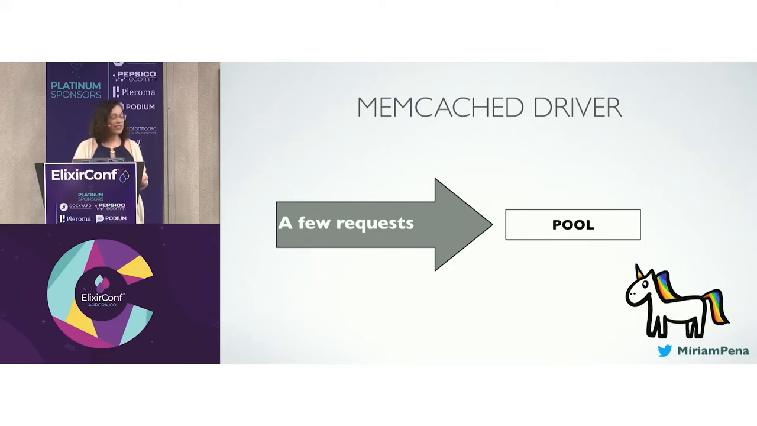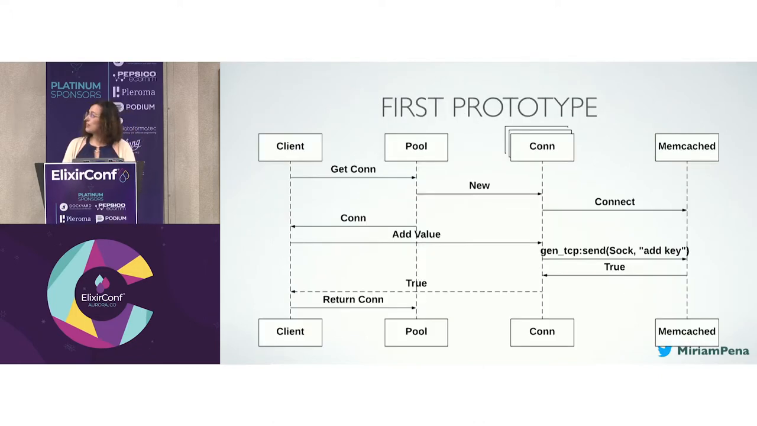We have a few requests going on a pool. And the typical implementation of a system like this will be to have a pool of socket connections. Every socket connection will be on its own process. The pool will be a gen server, and you ask the gen server for a connection, and if it doesn't have any available, it will create another process, another connection, and return it to the caller. And then once the client has its connection, it will send the data it wants to send to the socket process, and then we'll send it to memcache, get a response back, and everything is great. Great model, nothing wrong with it.